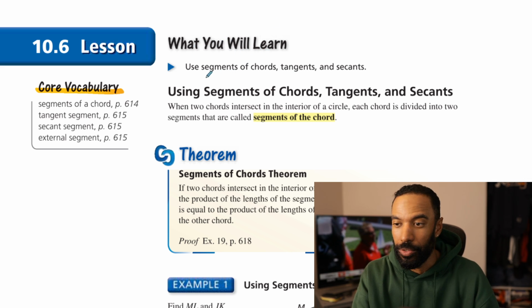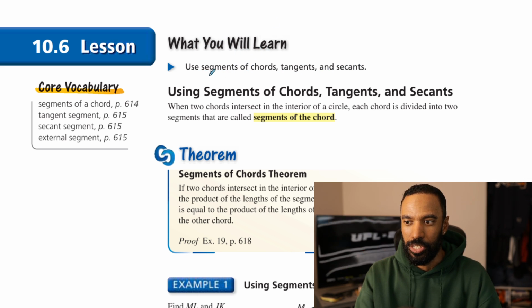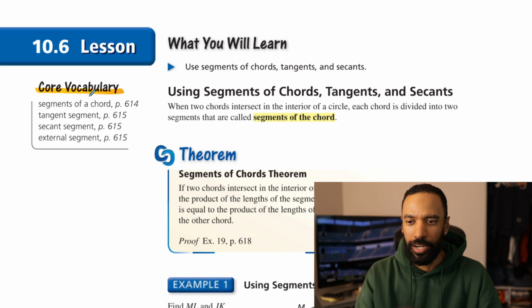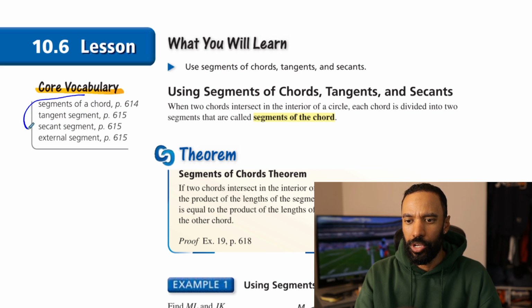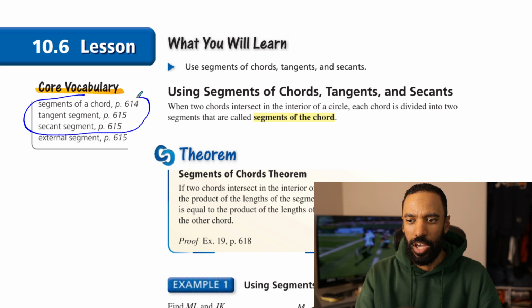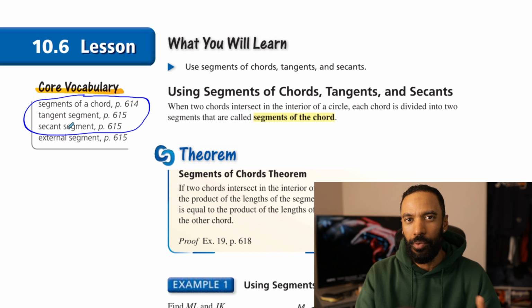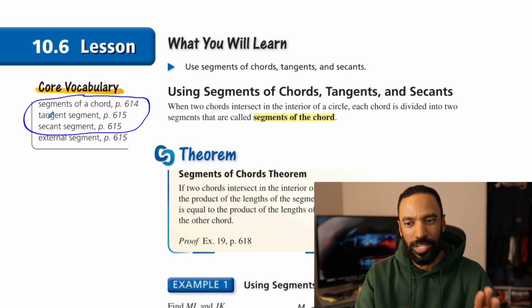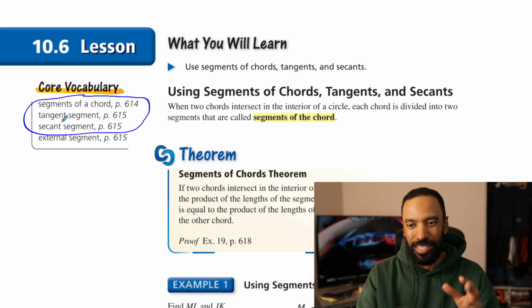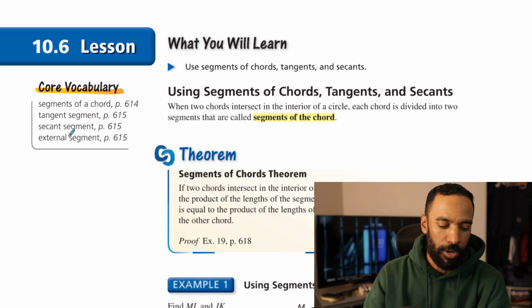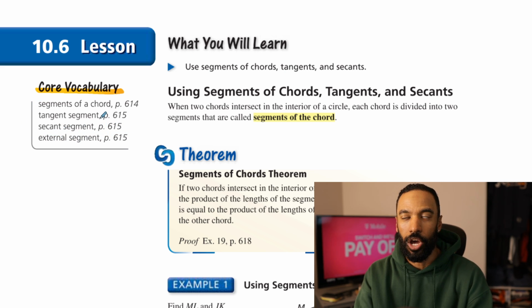What you will learn: we'll learn to use segments of chords, tangents, and secants. And they mean this in the way of finding lengths. We have some chord vocabulary here, nothing that's new: tangent segment, secant segment. We've talked about tangent and secant lines. Segments of a chord, we've used these, just not with lengths so much. Tangent, a little bit. The others, external segment, that's not really a phrase I use myself, but I'm sure when we read it, we'll make sense of how it's actually used. I know where it's used, but I don't really say that phrase very often.